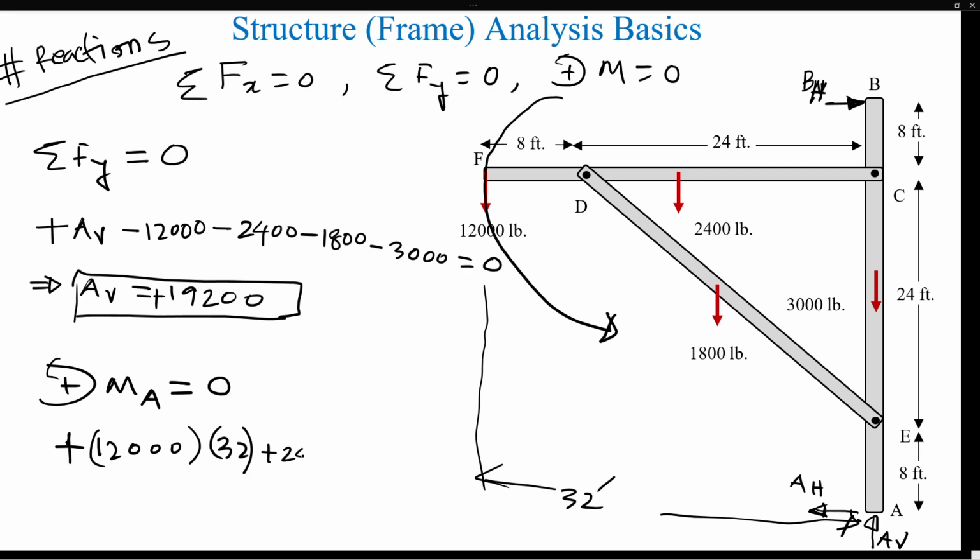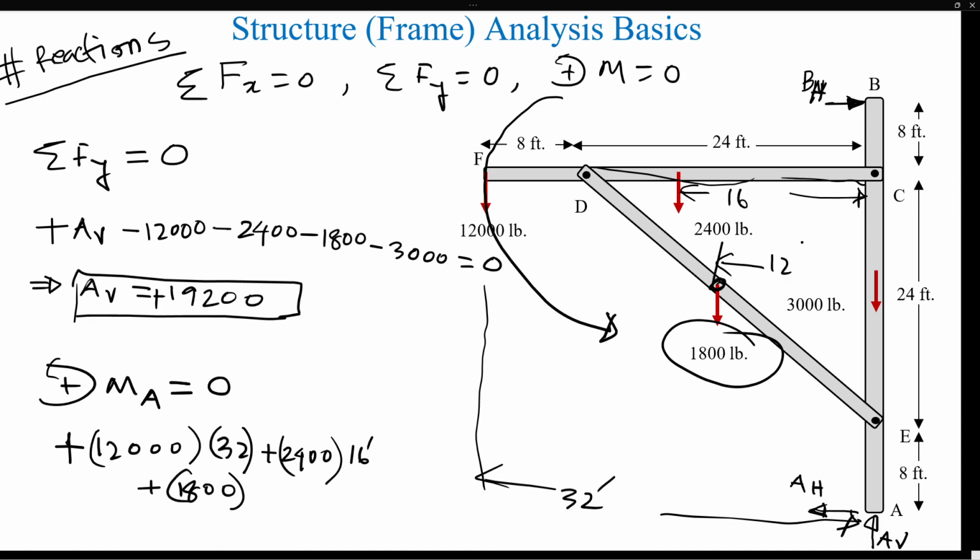Then plus 2,400, the boom weight, which will also do a counterclockwise moment and acts in the middle of the post, 16 feet from A. Plus the 1,800 pound brace weight, which acts in the middle of the brace, so this distance is 12 feet from A. Minus the horizontal component at B, which causes a clockwise moment with respect to A, a negative moment, BH times 40 feet from A. Everything sums to 0.